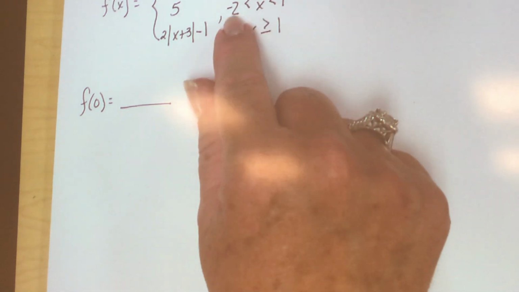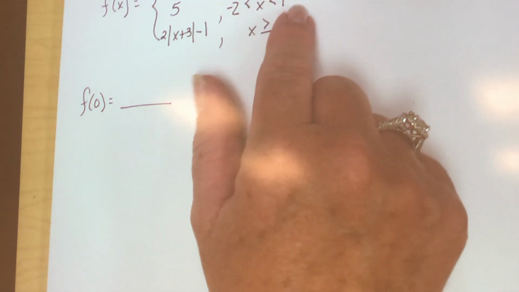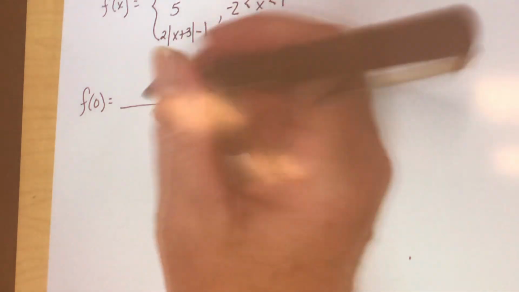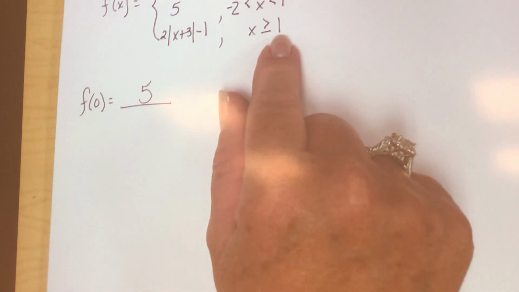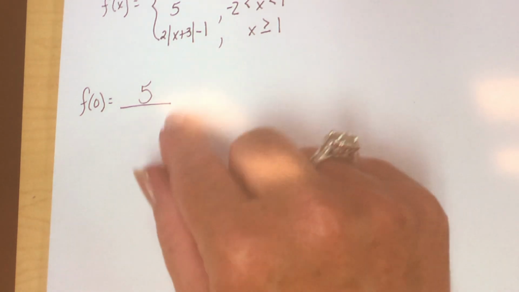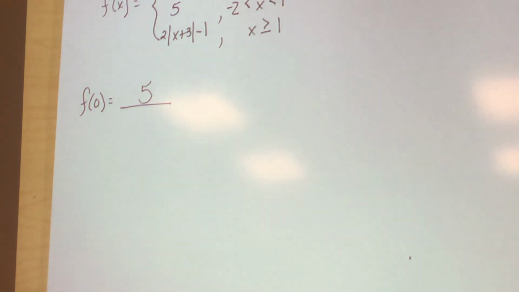Is 0 between -2 and 1? Yes. So what's f of 0? There you go. Is 0 greater than 1? No, so you can't use this guy. Do you see how you're picking who you use? Eric, are you with me?